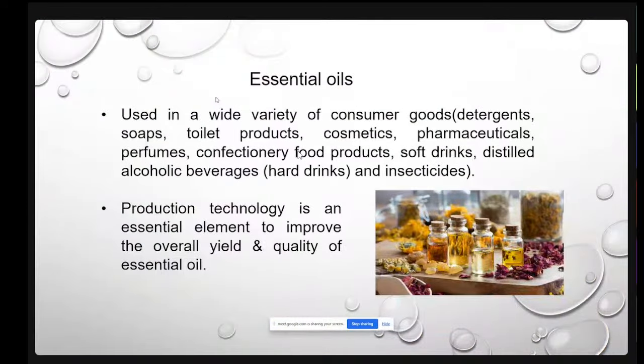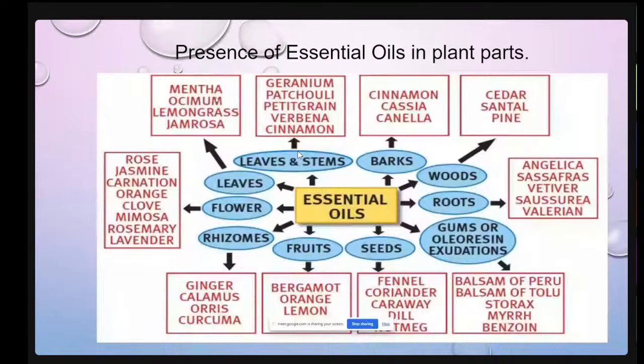The essential oils are used in a wide variety of consumer goods: perfumes, food products, soft drinks. The production technology is an essential element to improve the overall yield and quality of essential oil. Essential oils can be found in many types of plant parts, like leaves, flowers, fruits, seeds, and sometimes roots also.